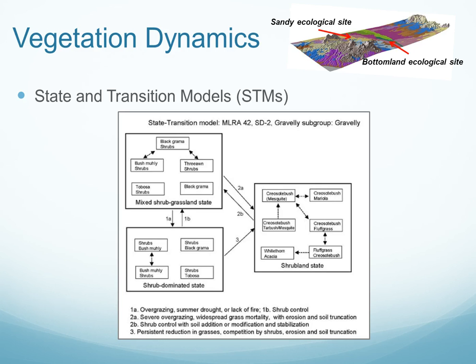Now, in the presence of overgrazing or summer drought or lack of fire or a combination of those, that's the definition of transition 1A, we could have a transition through a threshold to a second stable state, the shrub-dominated state. In this case, we still have a grass component, but the dominant plant type are shrubs. We could also go from this historic climax plant community through a different type of transition represented by severe overgrazing with widespread grass mortality and erosion that would be a shrubland state. In this case, the composition of the different communities within a shrubland state is predominantly shrubs with very little grass component.